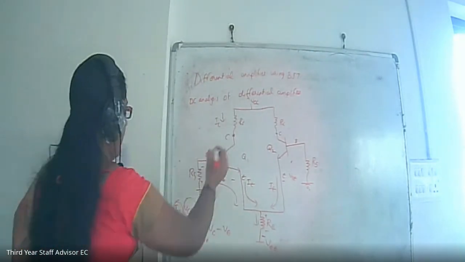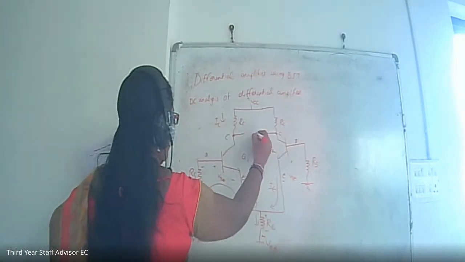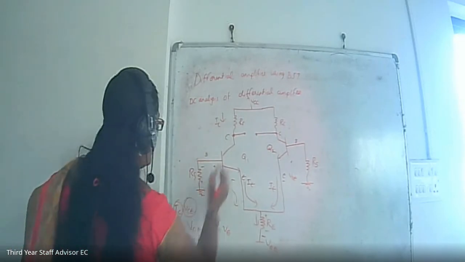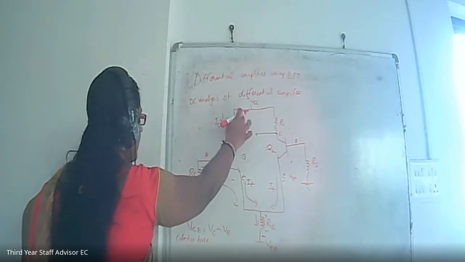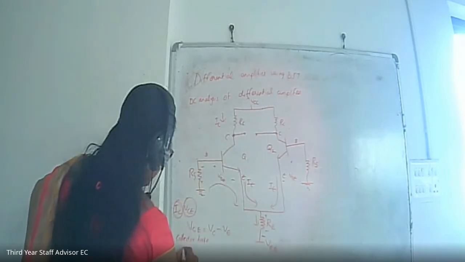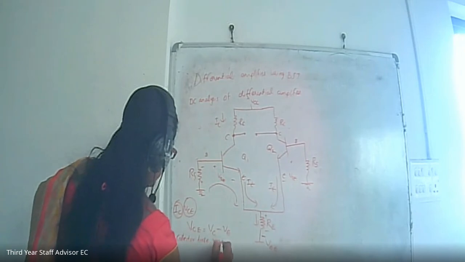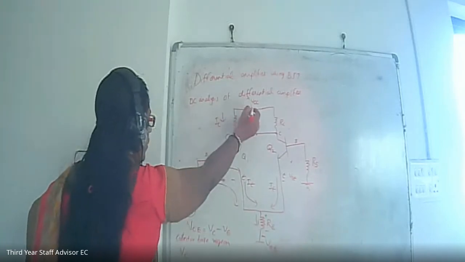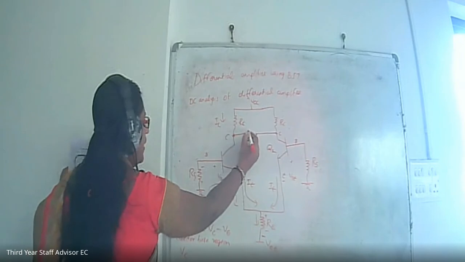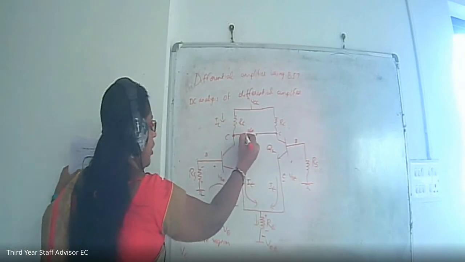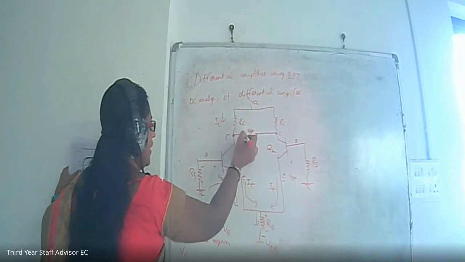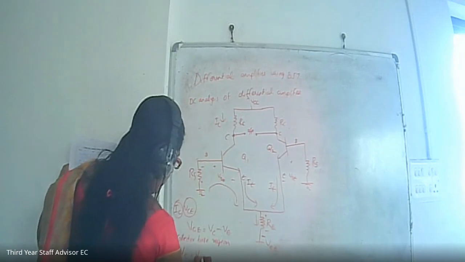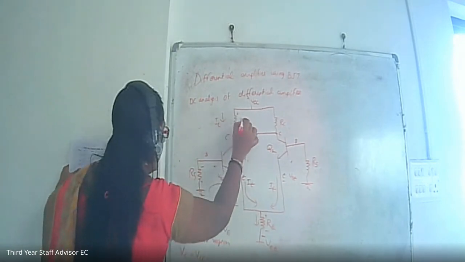See here, output is taken across this, like you know. So we can write VC equal to, if we are considering this loop, the collector base region. We have to find out the VC voltage at this point. VC is the output, and output is taken between the two collector terminals. So VC, if you are considering this point, will be equal to VCC minus, VCC is plus minus.